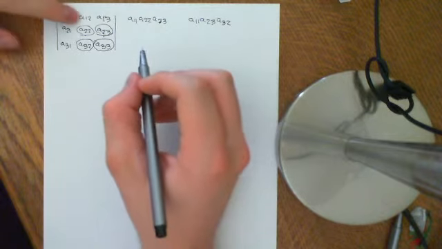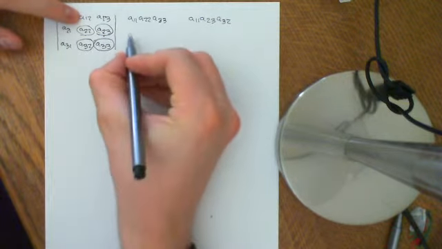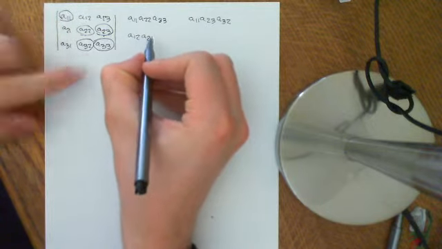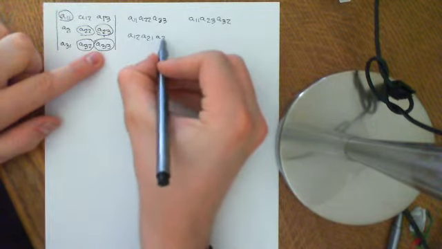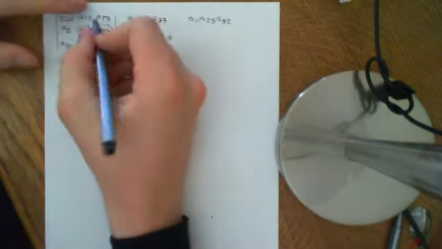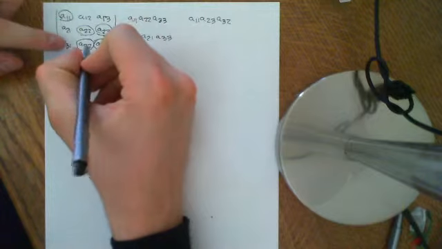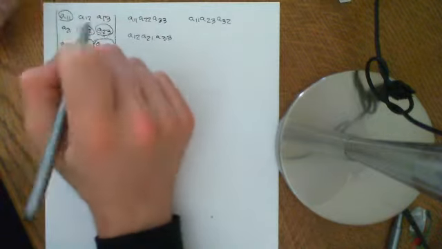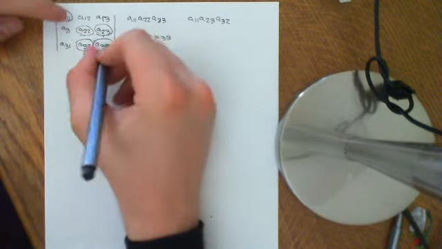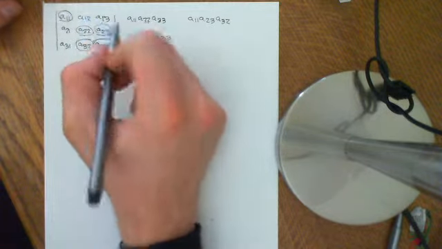Alternatively, we could have started by picking A12 from the first row, so we'll put A12. Then we could pick A21 from here, and then we'd have to pick A33 from here. To get one in each, you have to pick an element from each row and only one element from each column. So here we have an element from each column and an element from each row.